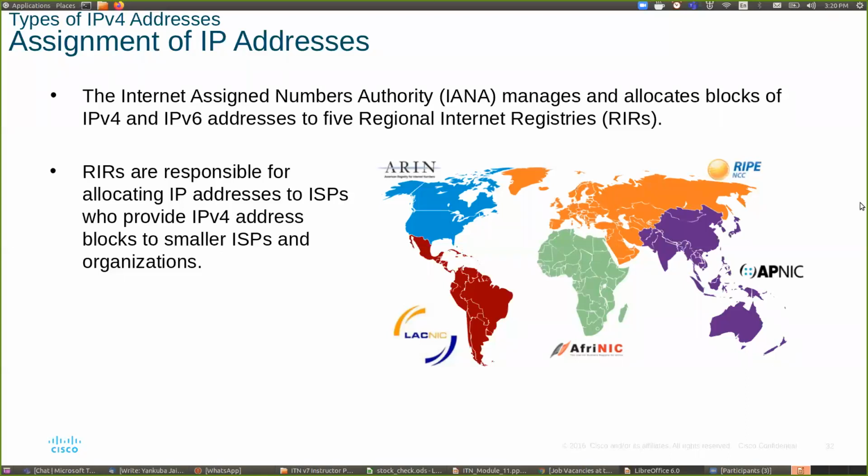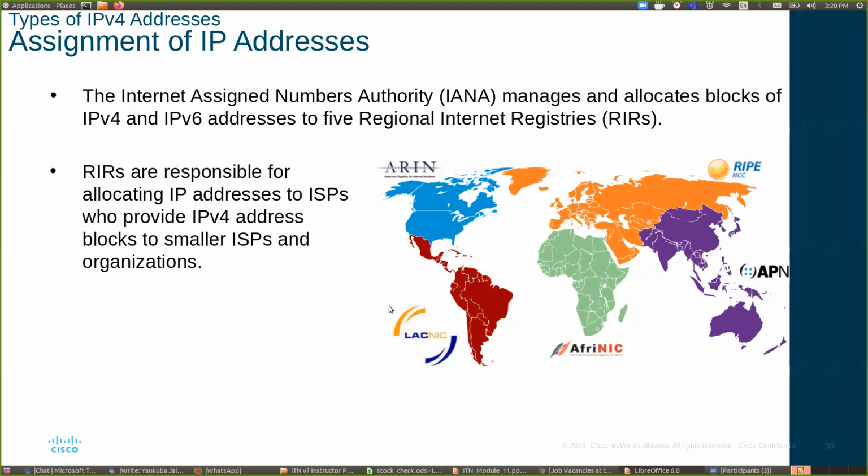In the case of Africa, it is called AFRINIC. And in Asia, you have another one called APNIC. Then you have another one here in maybe North America or South America. So they all have their different bodies that are responsible for the internet.